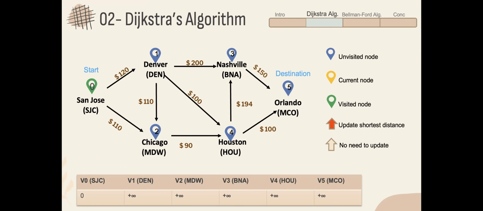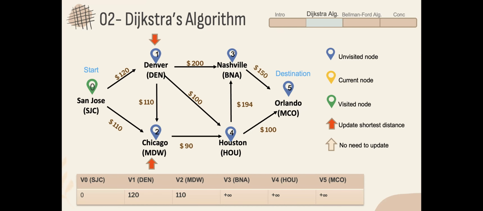At the bottom, we have a table showing the shortest path to each vertex, which we will update as we traverse the graph. Before we start, the prices are set to infinity since we don't have a path of connecting flights yet. Now let's start from San Jose. The adjacent cities to San Jose are Denver and Chicago. The price from San Jose to Denver is $120, and the price to Chicago is $110, which are both cheaper than infinity. So we'll update the table at the bottom for both Denver and Chicago.